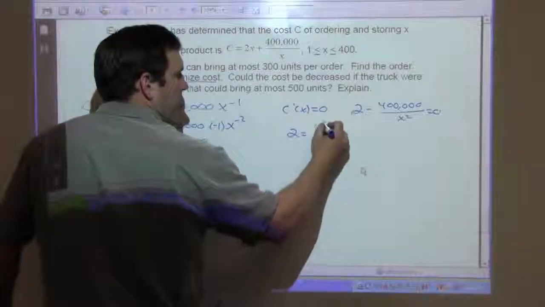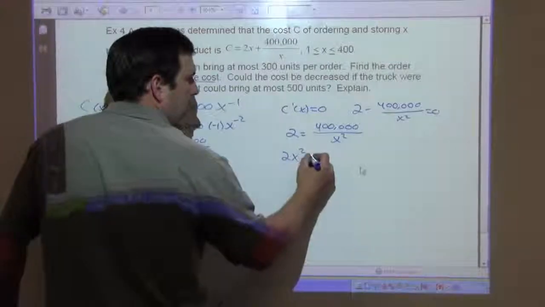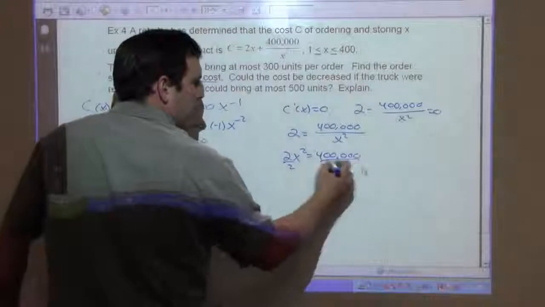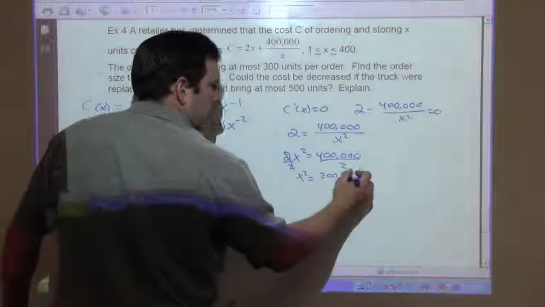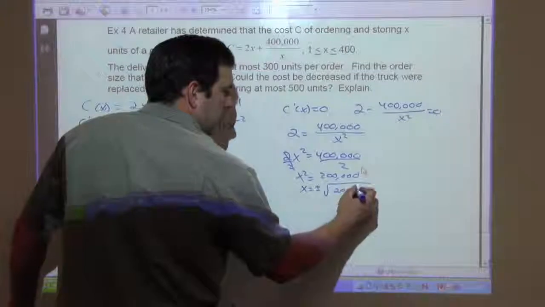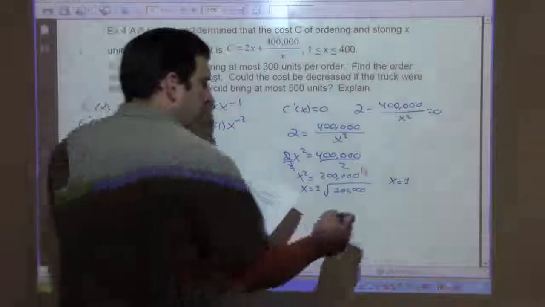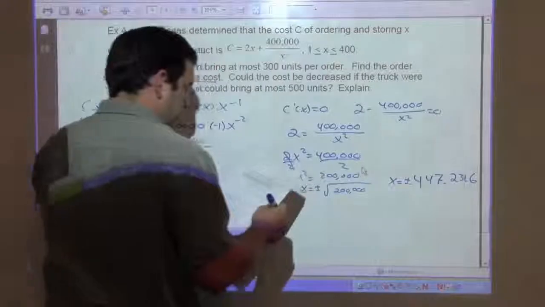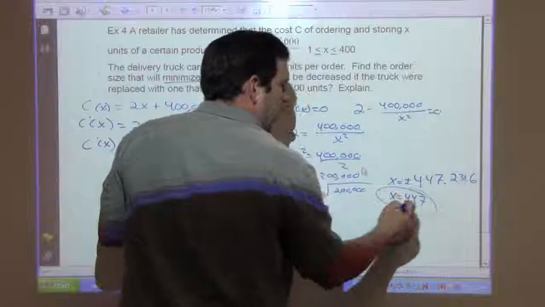So 2 equals 400,000 over x squared. So 2x squared equals 400,000. Dividing both sides by 2, x squared equals 200,000. So x would be equal to plus or minus the square root of 200,000, and the minus is kind of irrelevant, so 447.2316. So we'll say 447. That's the only critical number we have.